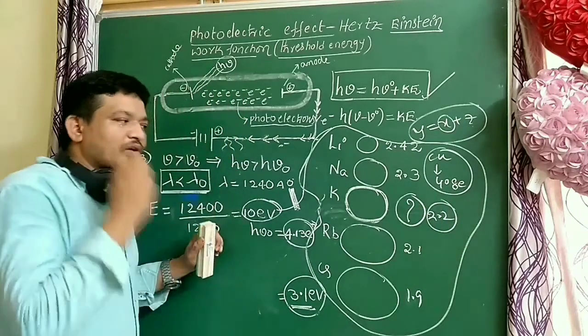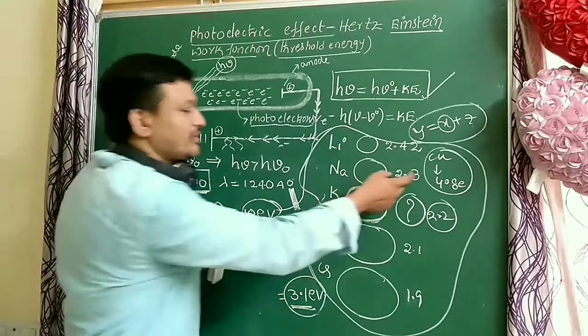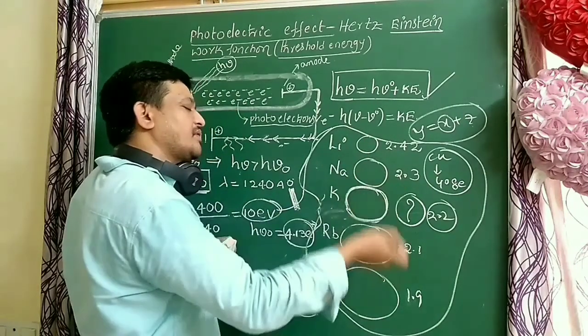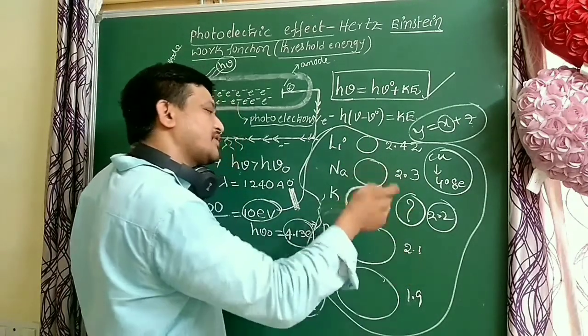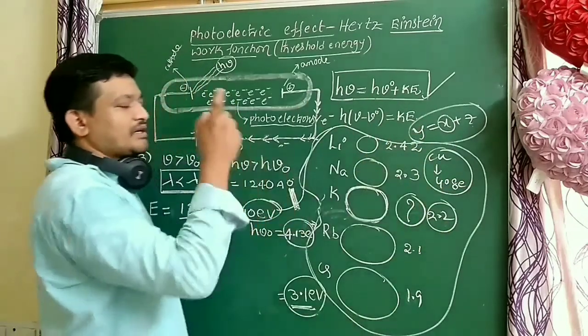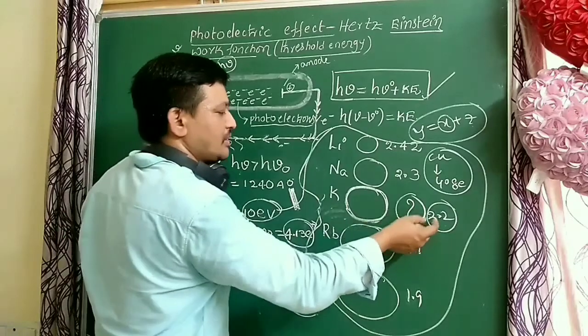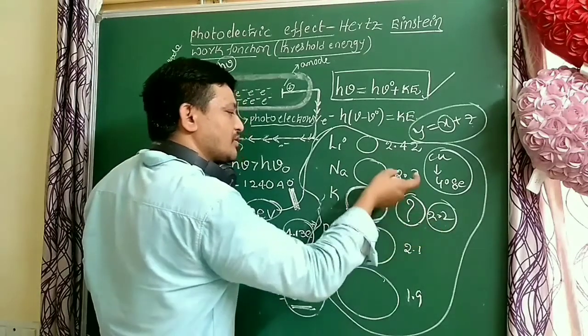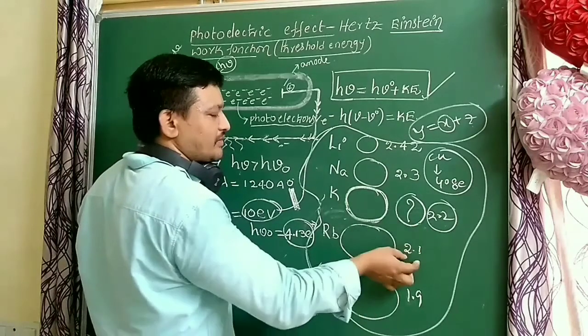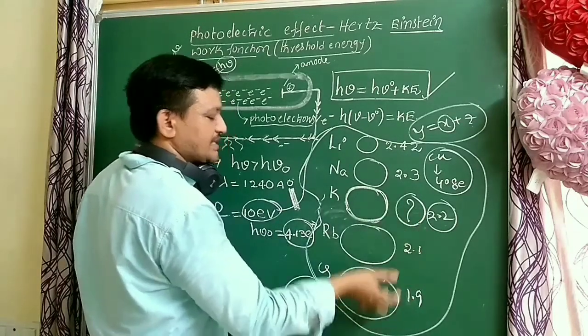So only one of the options is in between these two. One option is 2.3, one option is 2.1, one option is 2.5, another option is 2.2. What is the correct option, students? 2.2. This value is in between sodium and rubidium. For example, if rubidium is not given, this value is in between potassium and cesium.